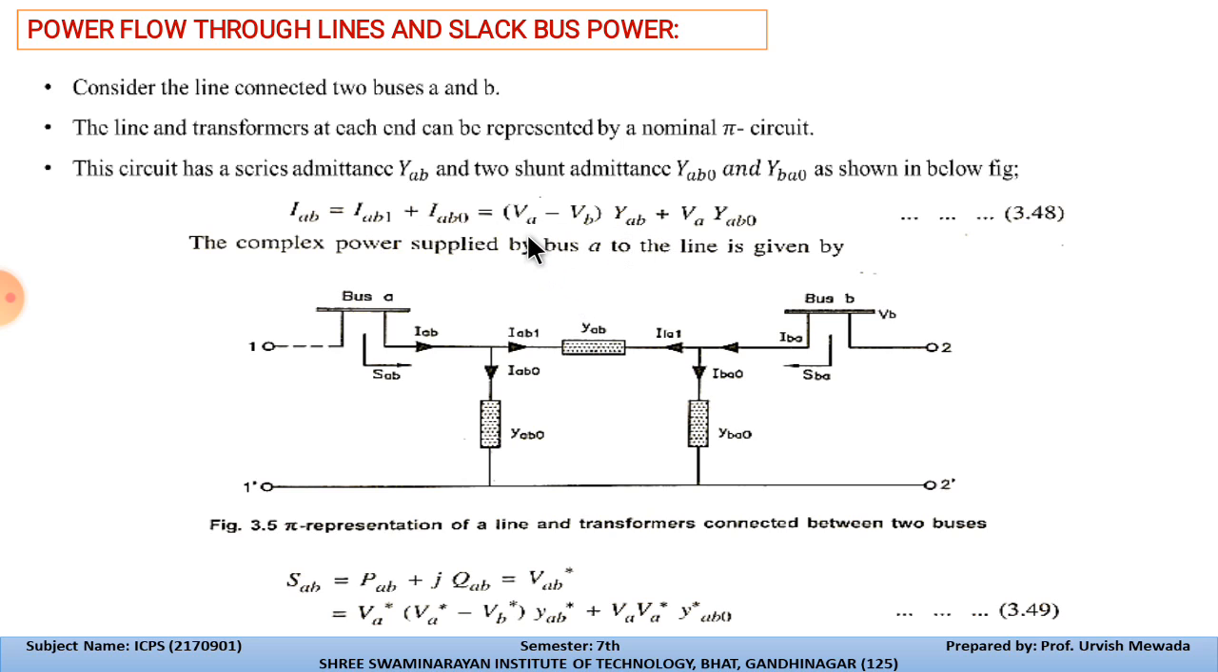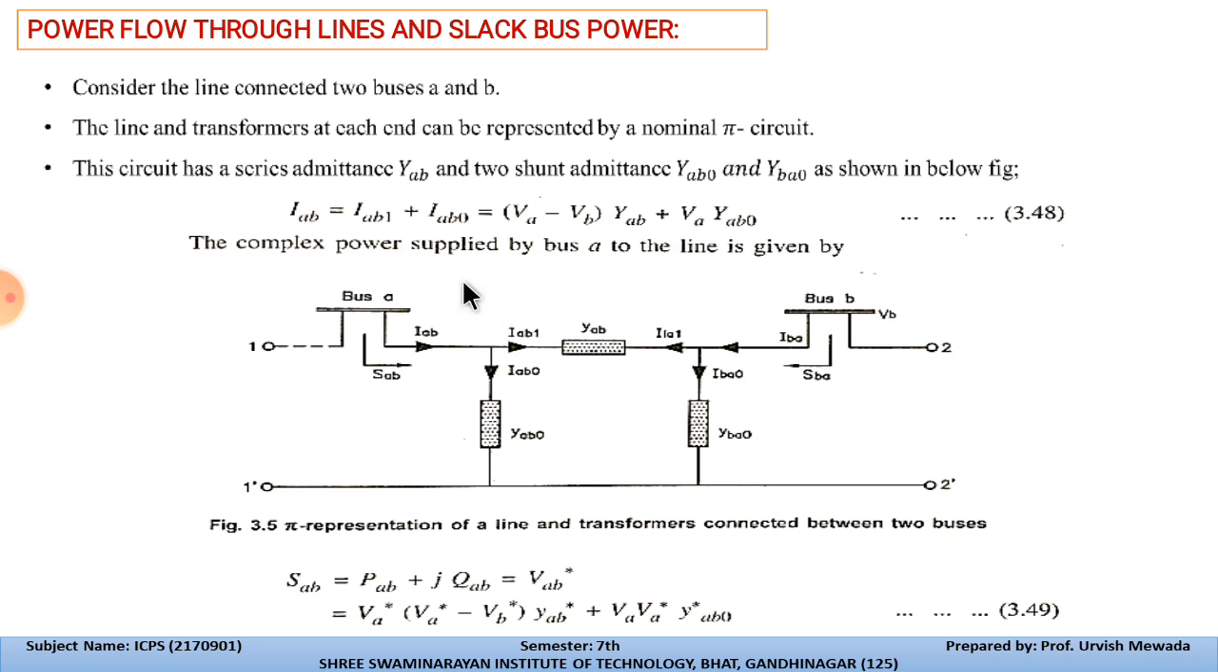I is nothing but V into Y. So we have the voltages of, say, A to B, that's why VA minus VB, and for the admittance that we considered, that is YAB, plus IAB0, we can write VA YAB0. So this is the equation of I is equal to VY.